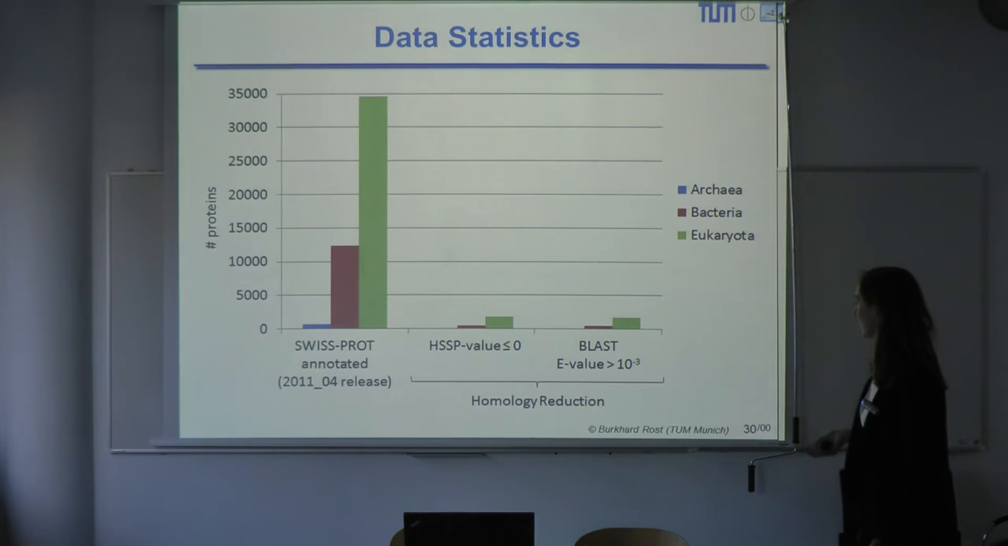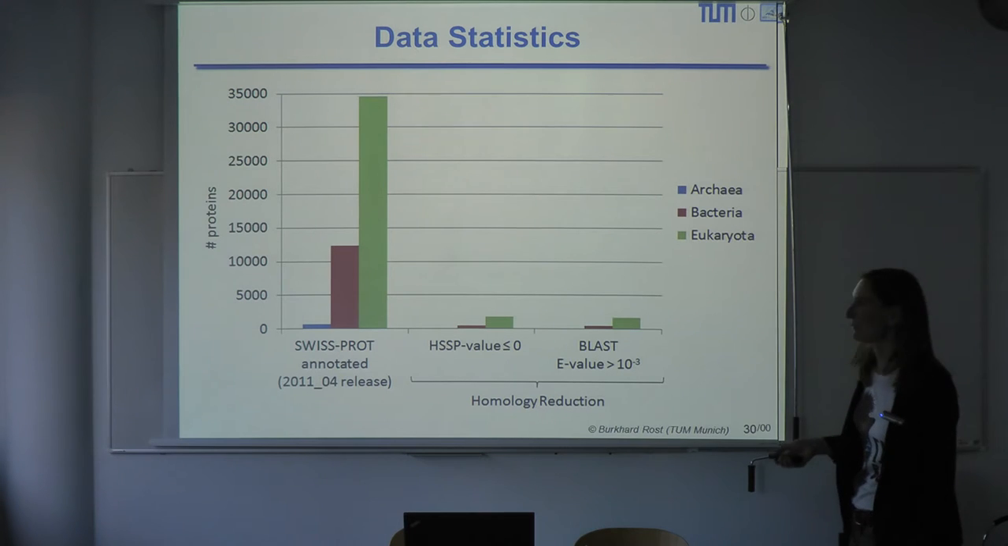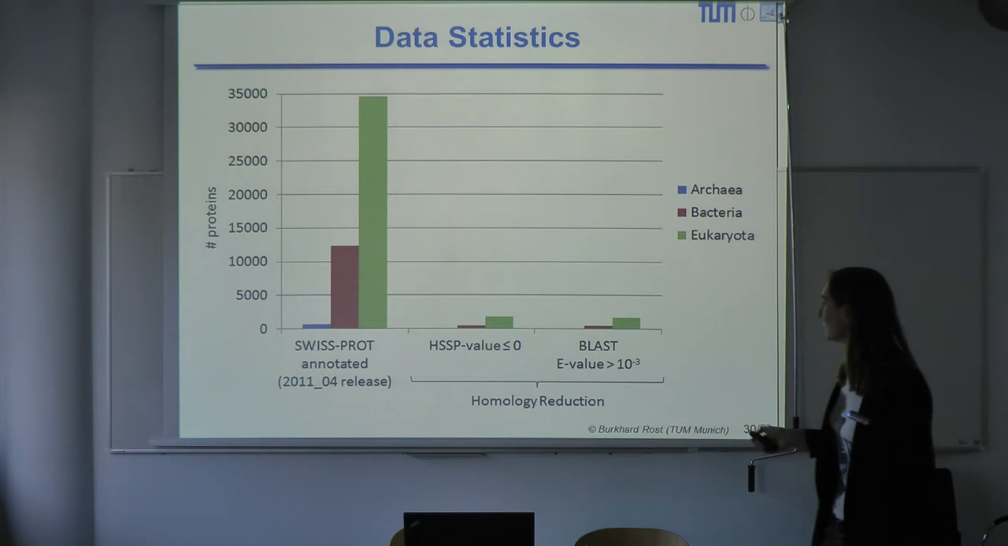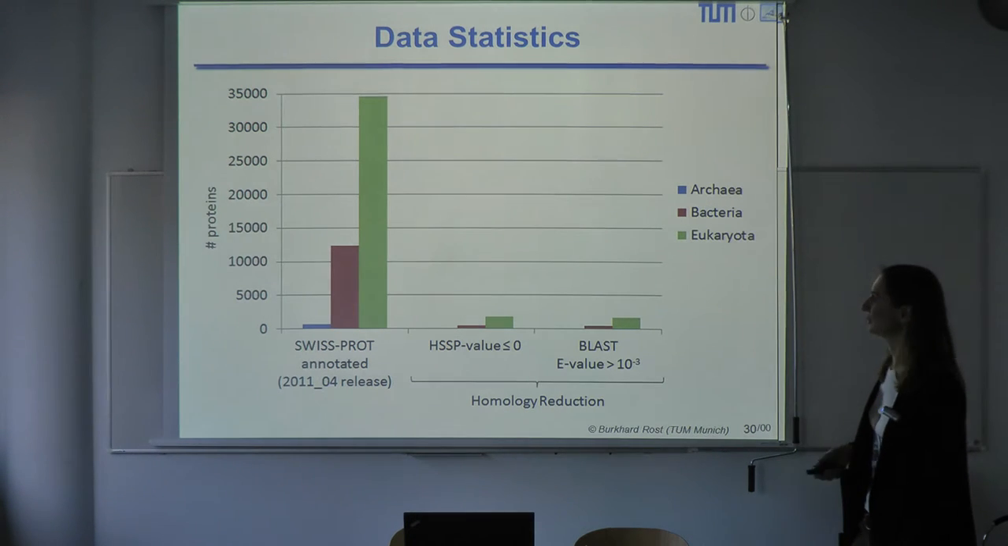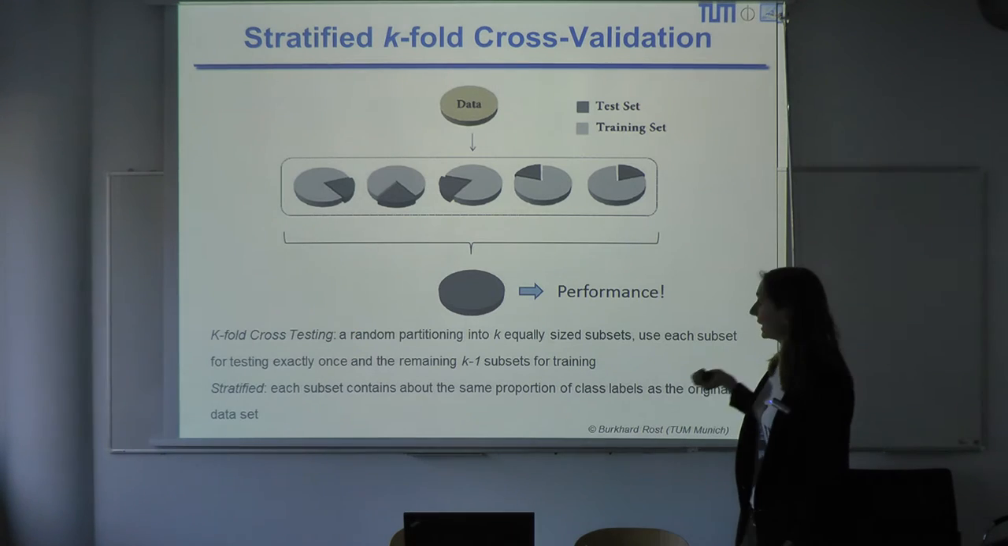Okay, and this is just a visualization. In the beginning we had this much data, after redundancy reduction we got this much data. It just shows how super redundant our databases are. If you would develop a machine learning method, first of all, your data set would be too big, it would take forever to develop, and it would be super redundant.